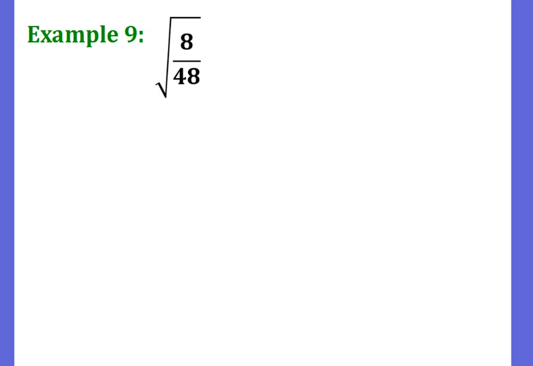Let's try example 9 here. So this is another one of those where you can pull it apart and do square root of 8 over square root of 48. Or you could simplify the fraction first, totally up to you. Let's go ahead and simplify that. 8 over 48 reduces to, well, 8 goes into both of those, right? So that'd be 1 over 6. 8 times 6 is 48.